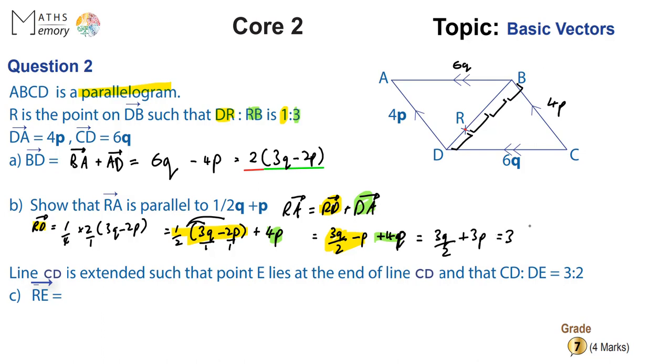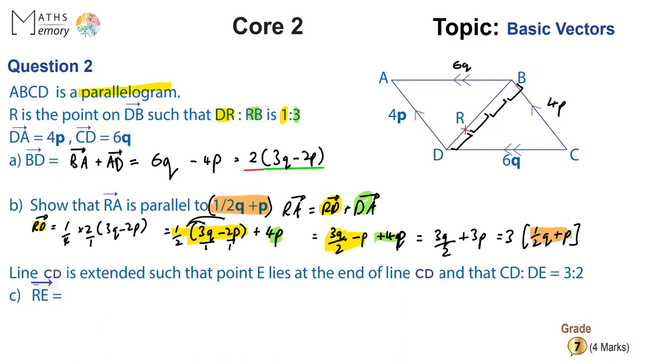We take a 3 outside, and this will therefore be a half Q plus P. And this should be spot on with what we have over here. Okay, the same brackets in the same direction, hence they're all parallel to each other. And let's just highlight that so you know what we're talking about. This is your direction, and this is your direction. They both match.